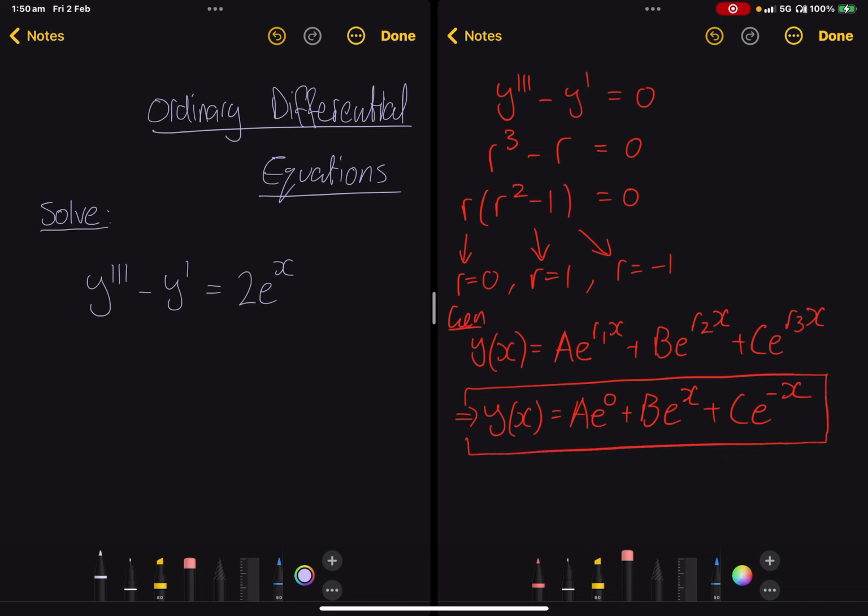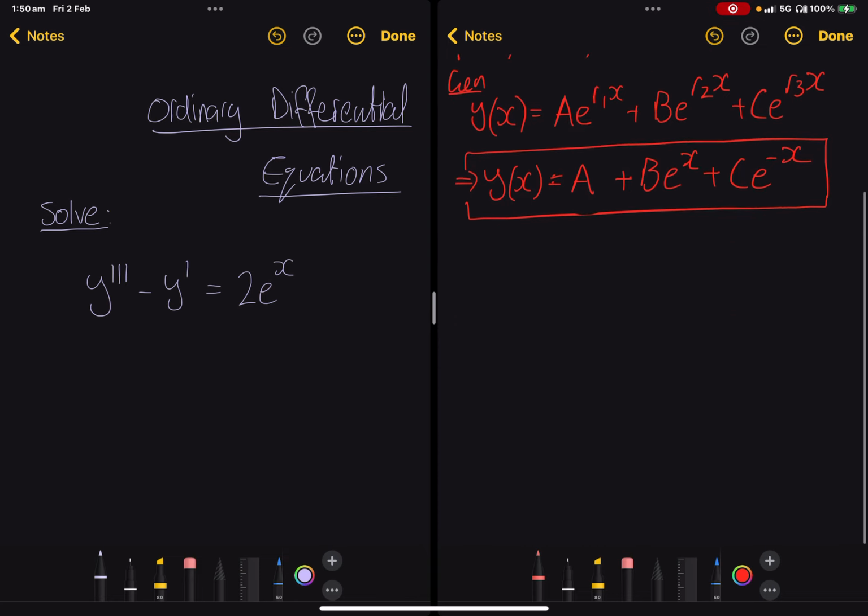And the e to the 0 we can just write as a 1. So we can say that this is just a plus b e to the x plus c e to the minus x. So here's our standard general solution. We've done this the way we've done pretty much all of the other second and third order DEs. But now we need to find a particular solution. So we need a particular solution as well.